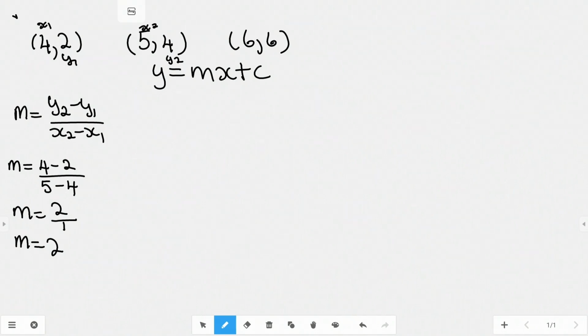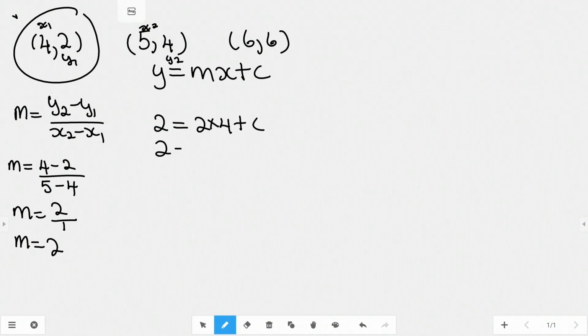So let's use the first ordered pair that we're given. y is 2, gradient 2, x is 4 plus c. So 2 is equal to 2 times 4 is 8 plus c. Now we want to find c again. We have to transpose the 8, and when the 8 goes across, it becomes negative 8. So we're left with 2 subtract 8 is equal to C. And 2 subtract 8 is negative 6. So negative 6 is equal to C.